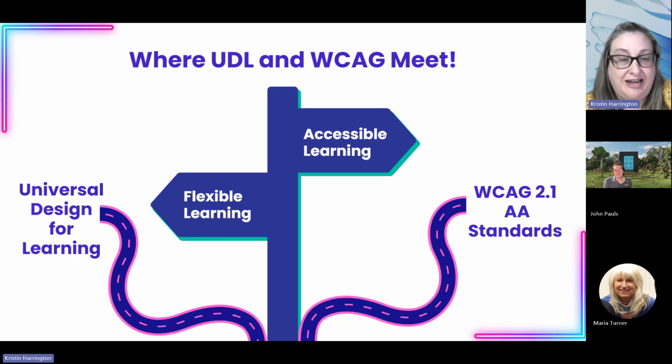So we see here on this slide, there are two road signs. One is accessible learning and the other is flexible learning. And that accessible learning leads on a road to the WCAG standards. Flexible learning leads to the Universal Design for Learning, or UDL. And where both of these are the same is that in both of these, UDL and WCAG, we are anticipating the needs of our students.